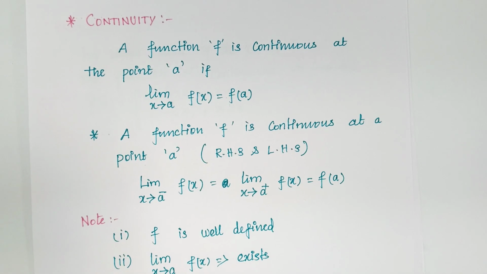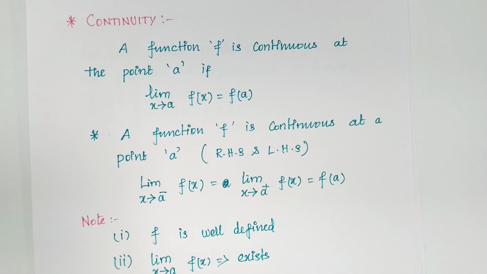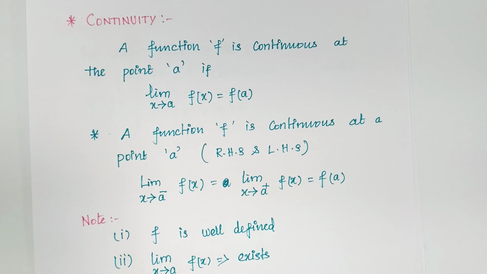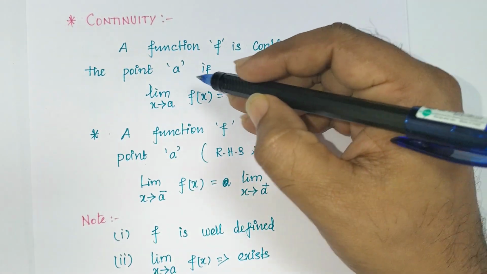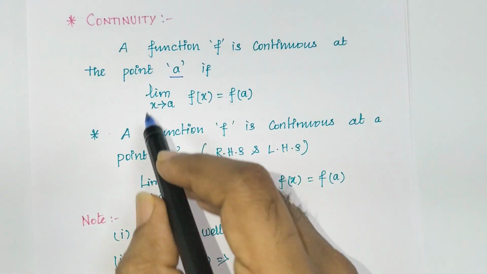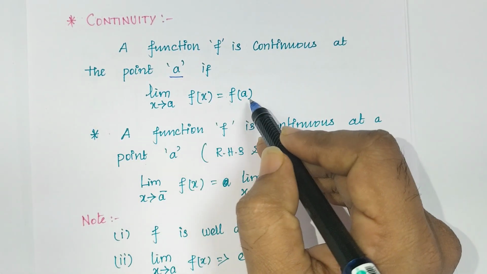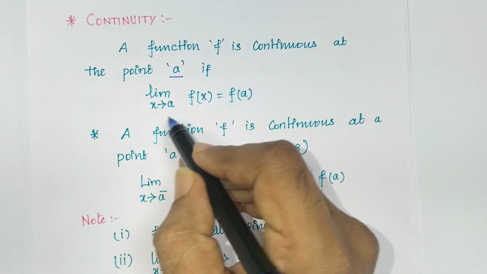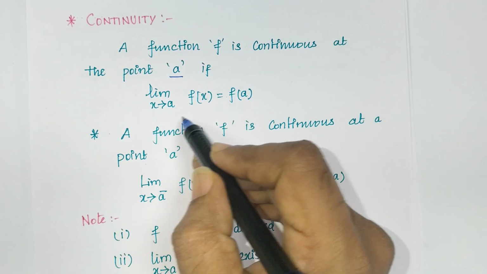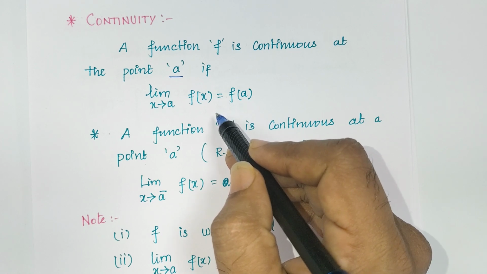In this video, I'm going to start the next section, continuity. From this section, you will get 18 marks in the university question paper. Before starting the problems, let's understand what continuity is. A function f is continuous at a point a if limit x tends to a, f of x equals f of a. That means the functional value and the limit of f of x are both equal. This is called continuity.